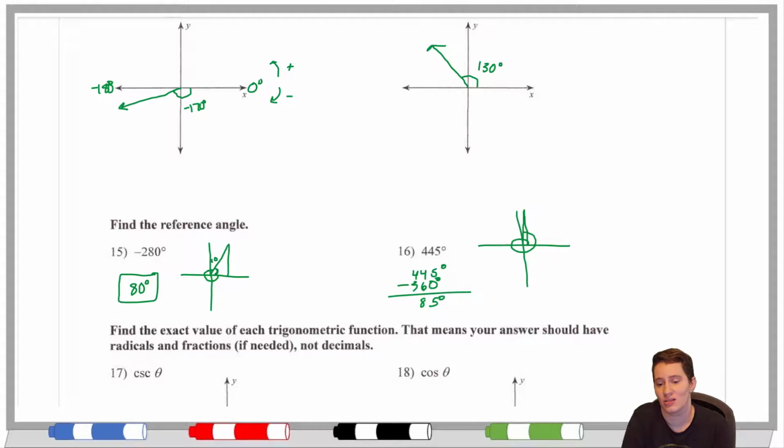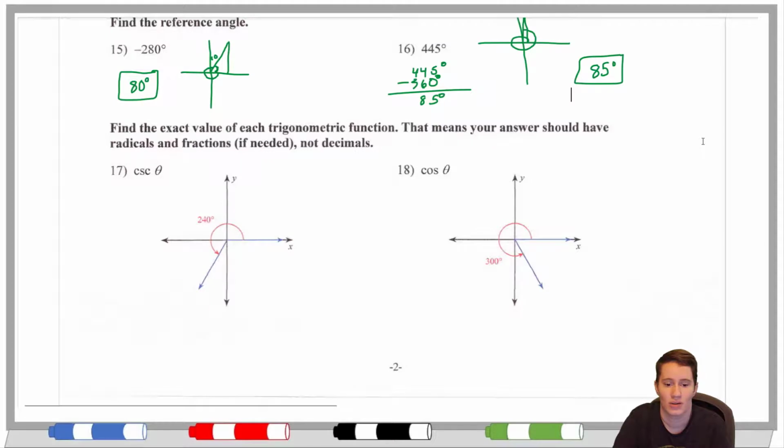Beautiful looking triangle here. So since we were 5 short, then our reference angle inside of our triangle is going to be 85 degrees. Okay, we're going to find the exact value for the trigonometric function, which, just to clarify, exact value refers to having radicals and fractions, not decimals.